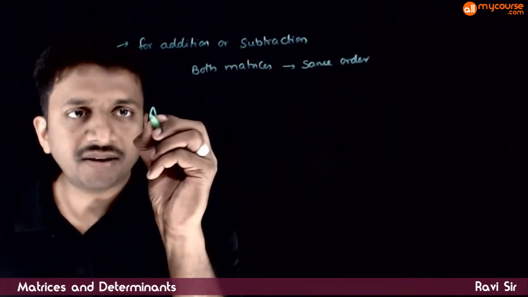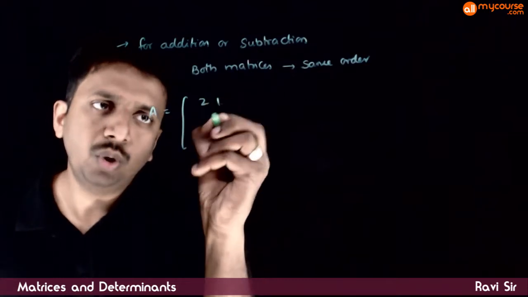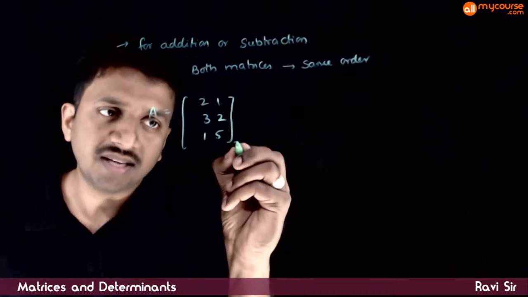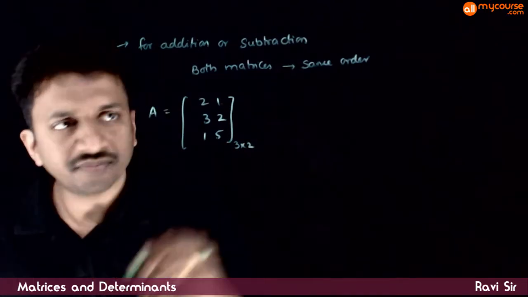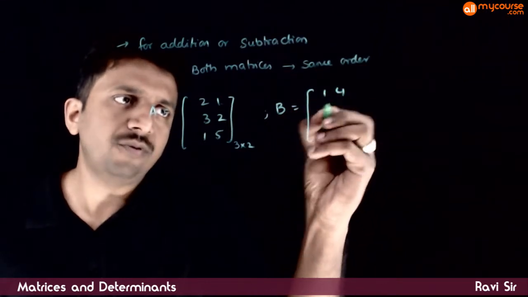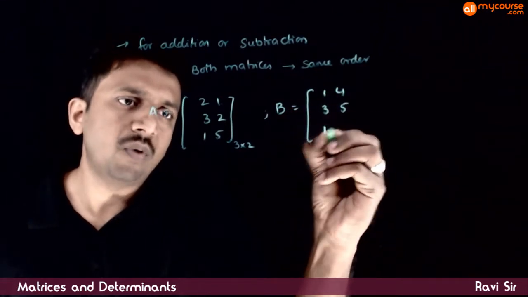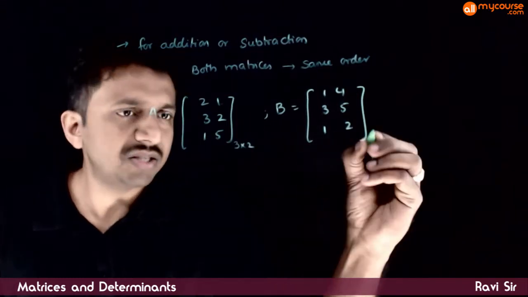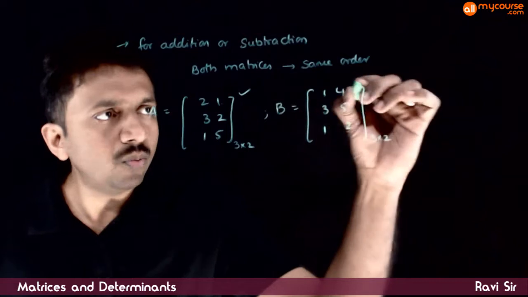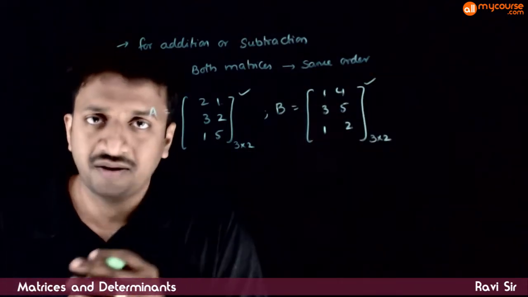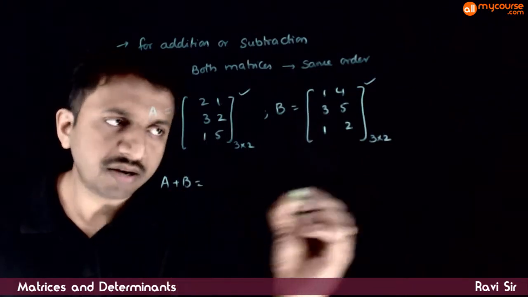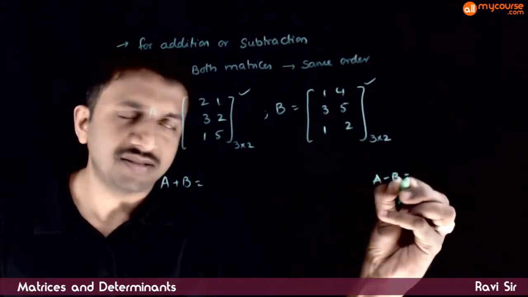For example, if the matrix A is 2 1 3 2 1 5, this is a 3 by 2 matrix, right? And if you have the matrix B as 1 4 3 5 1 2, this is also a 3 by 2 matrix. So if you have two matrices of the same order, then I can add the matrices or I can subtract the matrices.